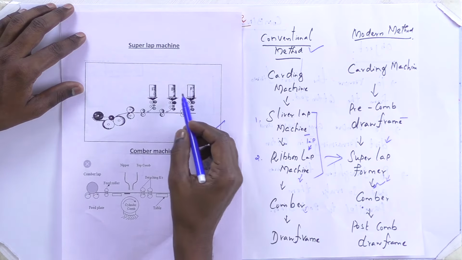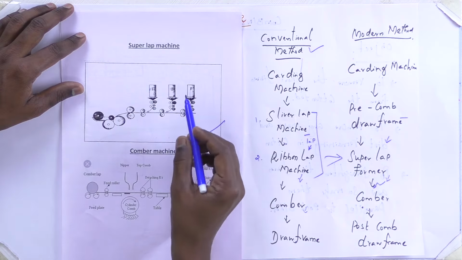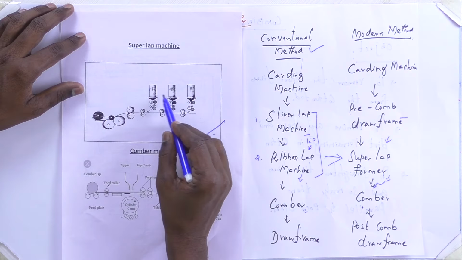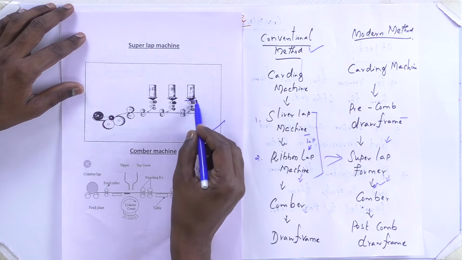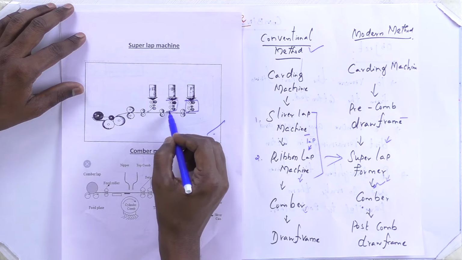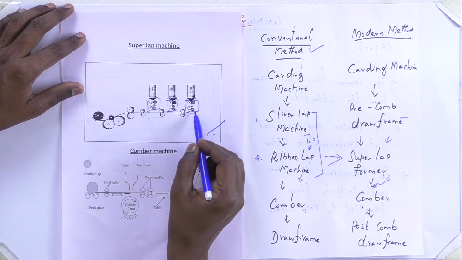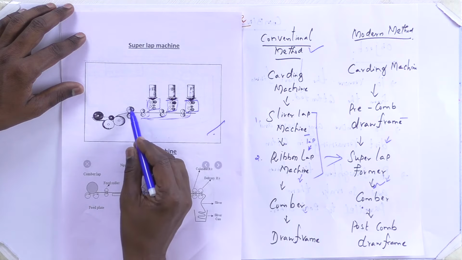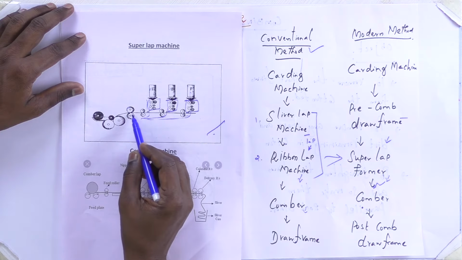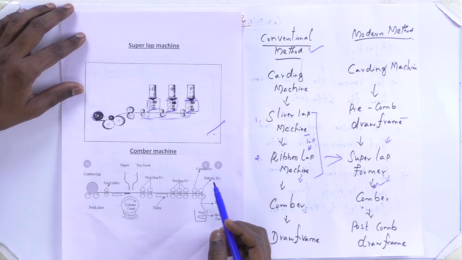Here 3 zones of draw frame slivers are fed. Individually, 3 groups of draw frame slivers are fed here. The individual groups are drafted here. Then all the individual groups are doubled here. Then there is a calender roller which contains the material. Then it forms the super lap.